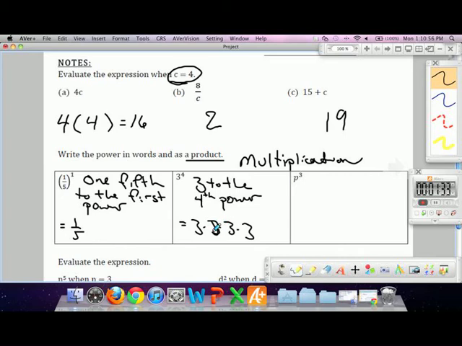And the last one, there's a variable, but it's still, I'd say this is p to the 3rd power. P to the 3rd power, or p times p times p, as a product. Okay.